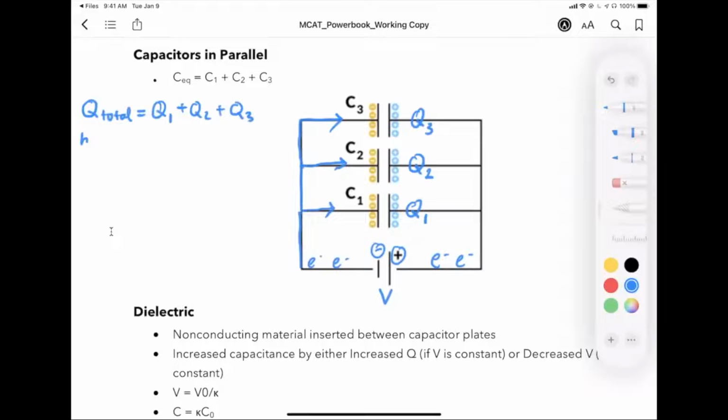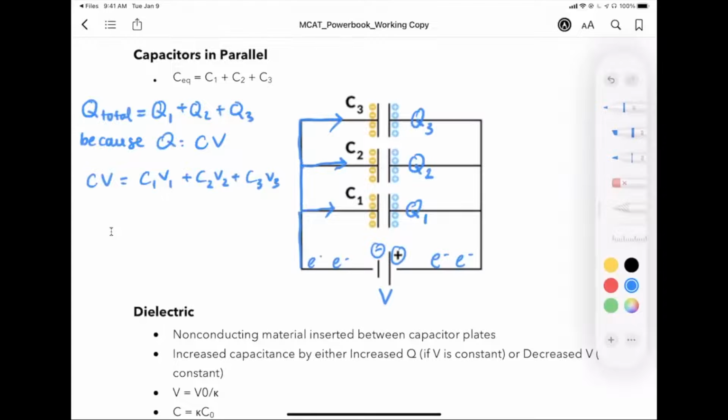And because Q is equal to CV, we can rewrite this as CV, right? So CV, the total charge, will be equal to the charge on capacitor 1 plus the charge on capacitor 2 plus the charge on capacitor 3, right?